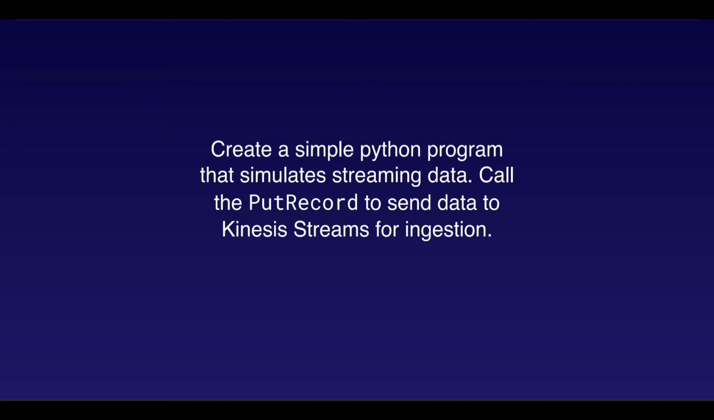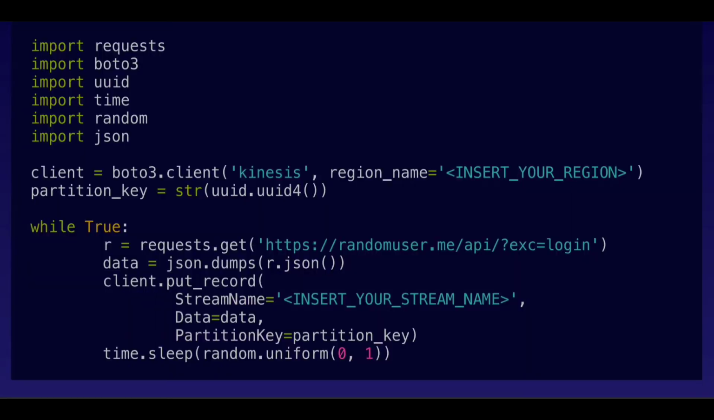So, a Python program that simulates streaming data. Now you can use Python, Java, Node.js, C#, or any kind of SDK libraries that AWS offers. You can then use that program to call the randomuser.me API, and then the results are returned. You can then use that as a data blob on the put records call and send that data to the Kinesis stream for ingestion. So what might this simple Python program look like? Well, here is a code snippet that I've put together that can help you, and I'll go ahead and attach this to the resource section of this lab.